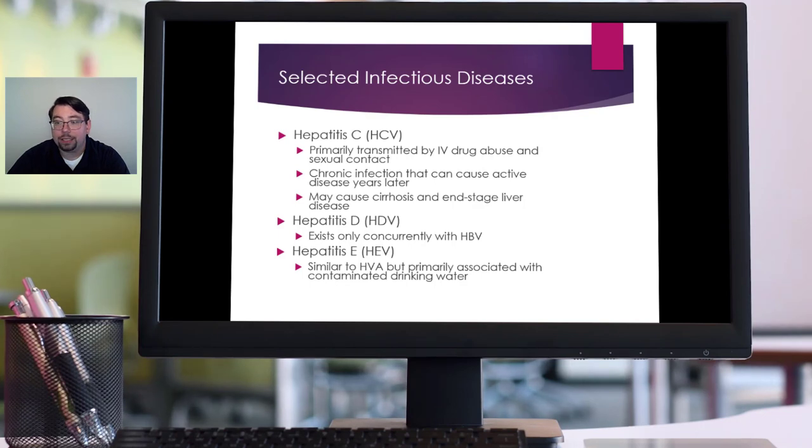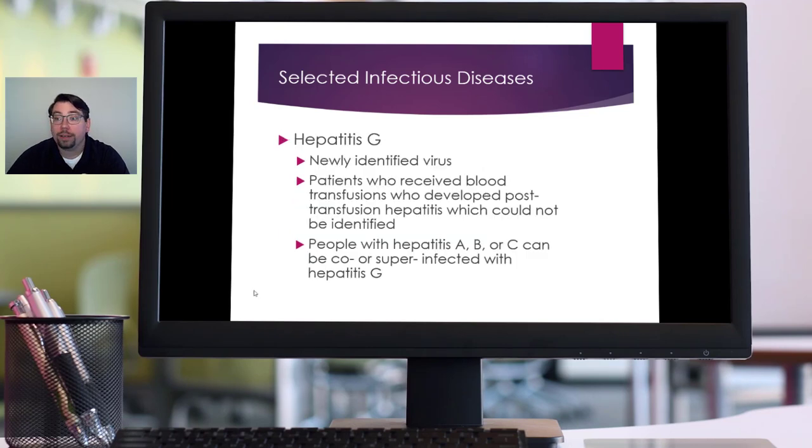Hepatitis D exists only concurrently with hepatitis B. Hep E is going to be similar to Hep A, but primarily associated with contaminated drinking water. Hep G is the newest identified virus that we have. Patients who receive blood transfusions can develop post-transfusion hepatitis. We also know that people with hepatitis A, B, or C can also be super infected with hepatitis G.